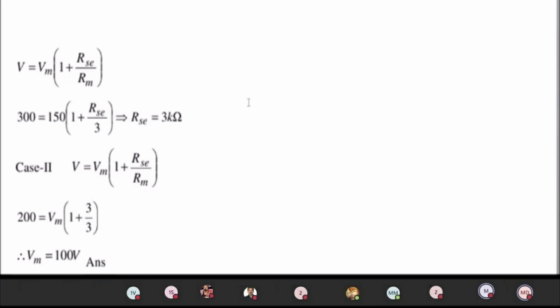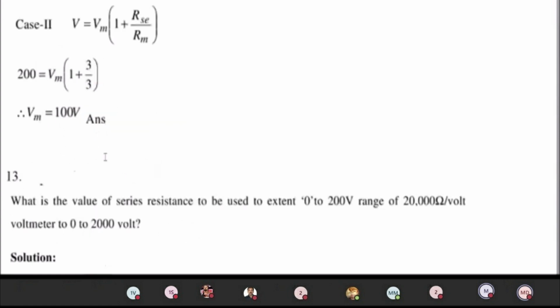And in case number 2, we have to extend the range. So again use the formula V is equal to Vm into 1 plus Rse by Rm. Here we are in need of Vm. Rse we have found as 3 kilo ohms. So by using this 3 kilo ohms, we have to find the value of Vm if the voltage has been reduced to 200. That is the question. Again substitute in the same formula. You can find Vm as 100 volt.